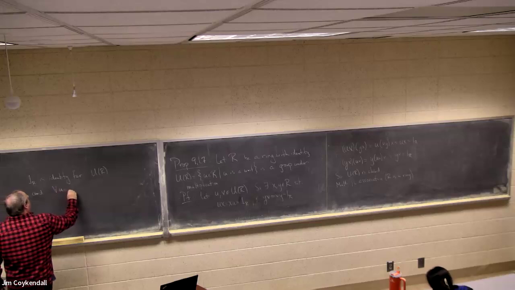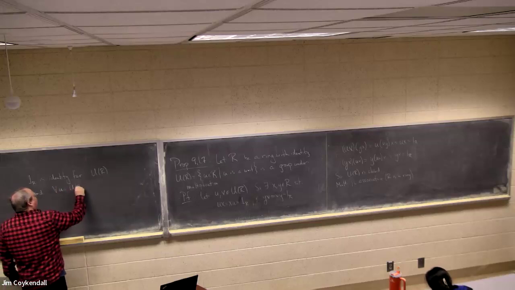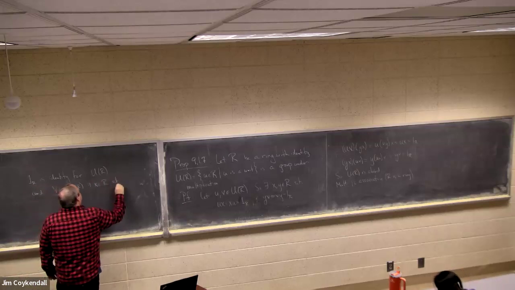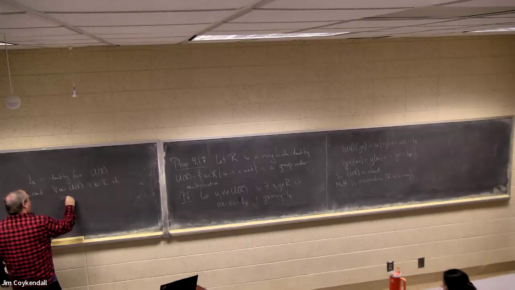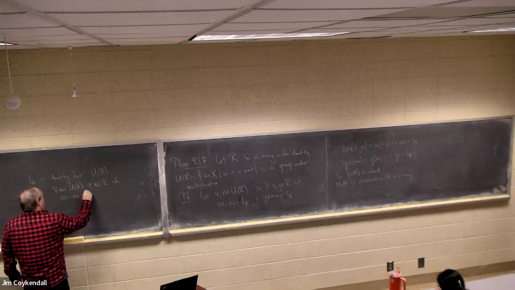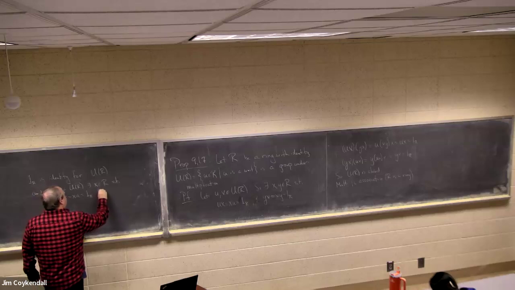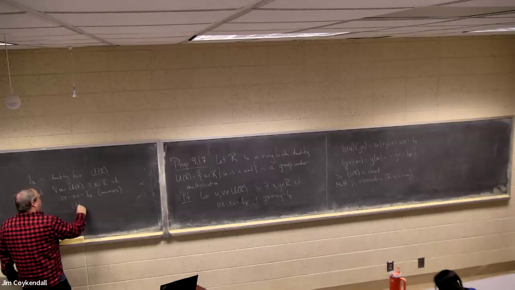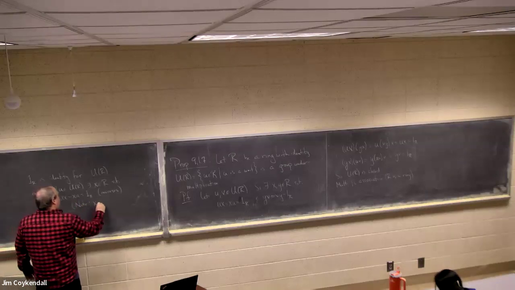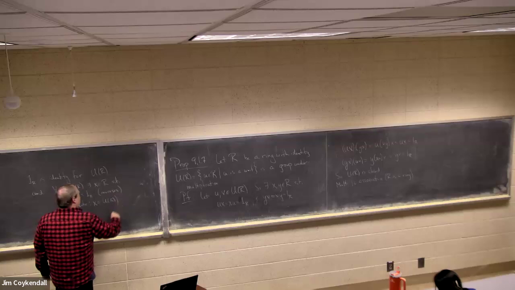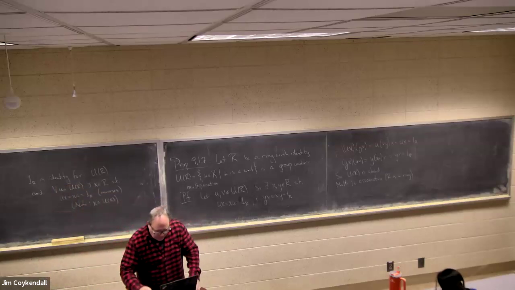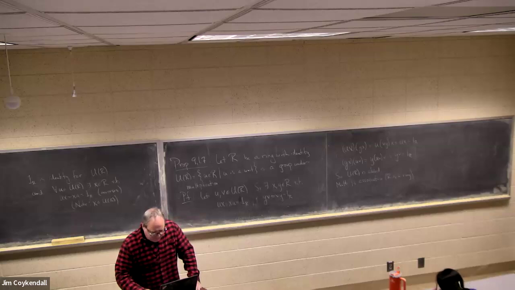And for all U in U(R), there exists X in R such that UX equals XU equals 1_R. With inverses. And note, X is in U(R) by definition as well. No surprises there. Okay. Any questions?